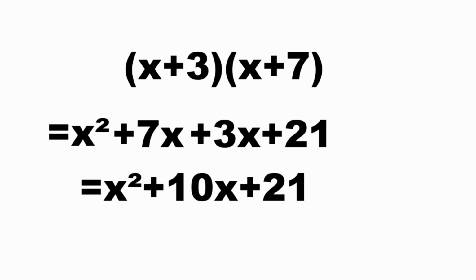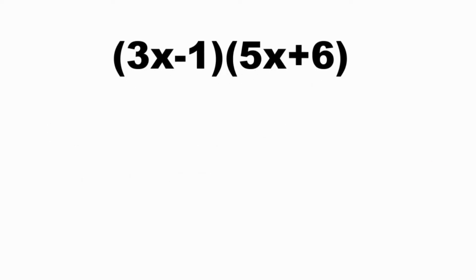So, another example. Here we have a negative. Quantity 3x minus 1 times quantity 5x plus 6. We have a negative here and a positive here. Negative 1 is less than positive 6.